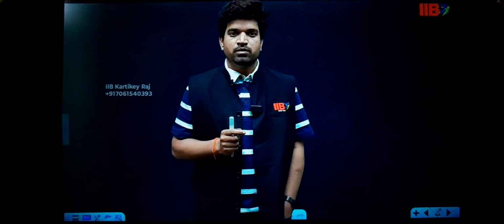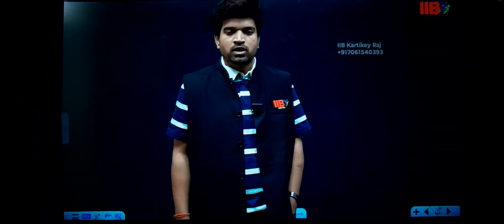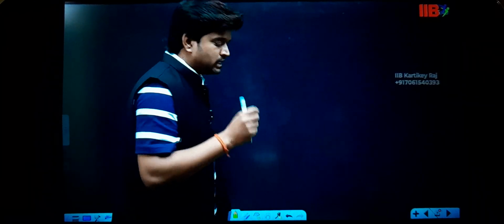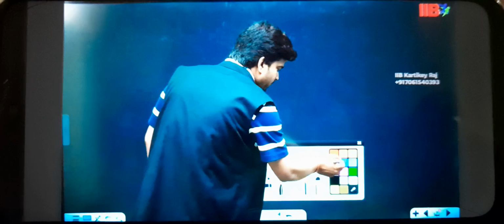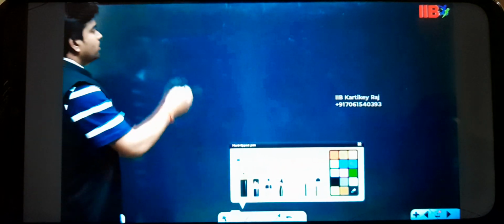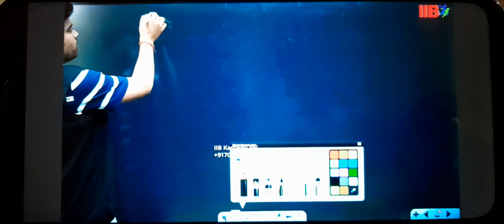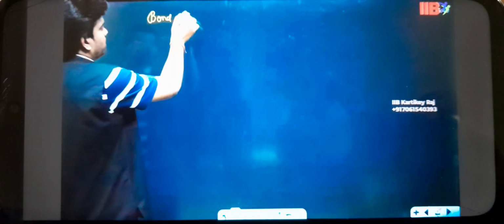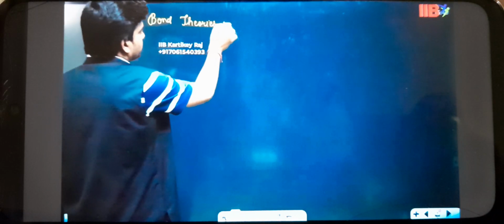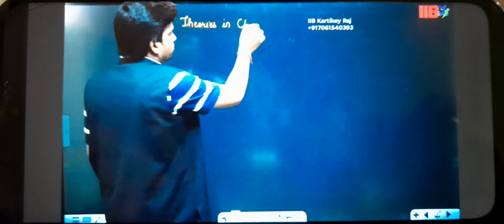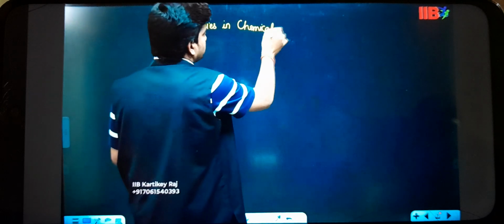But in this class, we are trying to focus on bond formation, the different types of theories. So your first responsibility is to open your notebook and understand the concept. Okay? So the topic is bond theories in the chemical bonding chapter.